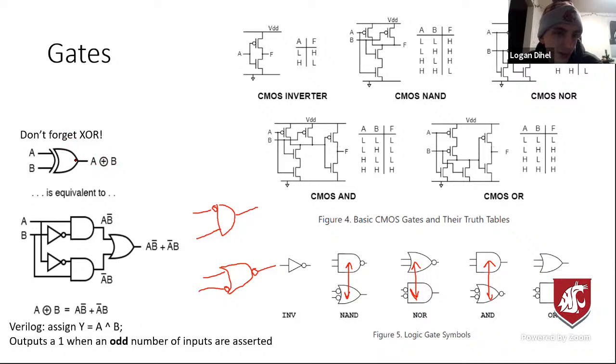So here's the XOR. That's the schematic symbol. It looks like this if you make it with AND, OR, and NOT gates.